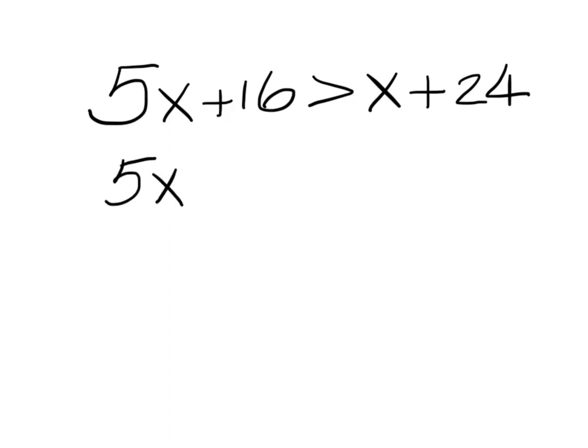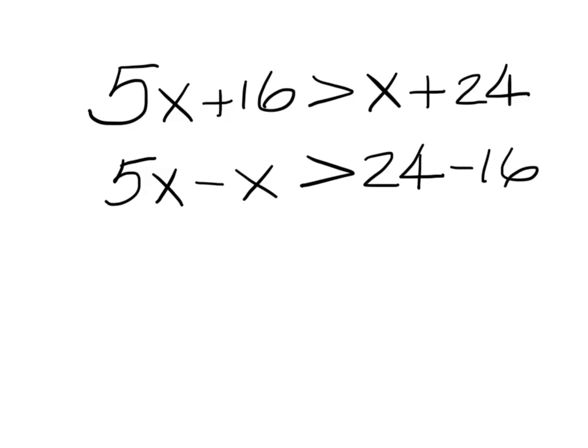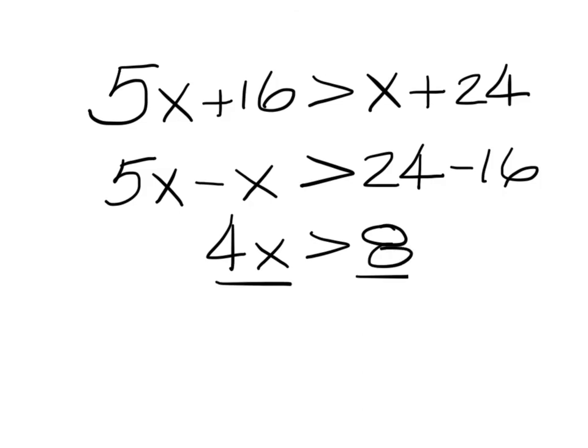Keep 5x on the left, 24 on the right. Move the x over, make it minus. Move the 16, make it minus. Simplify to get 4x greater than 8. Divide both sides by 4. x greater than 2.